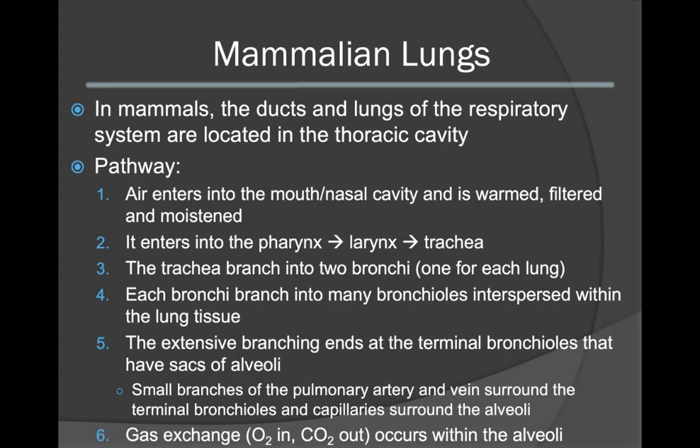The trachea will then branch into 2 bronchi, which will lead to each lung, the right and left. Each bronchus can then branch into many bronchioles that are interspersed within the lung tissue. Eventually, this branching will end at what are termed the terminal bronchioles. The terminal bronchioles will have the sacs of alveoli, which is the site of actual gas exchange.